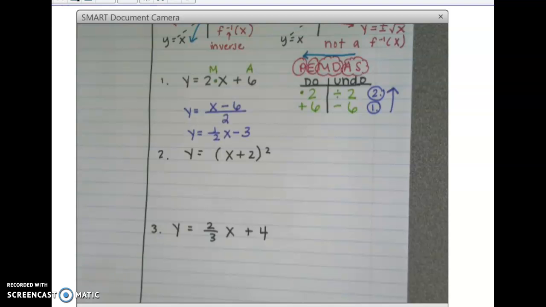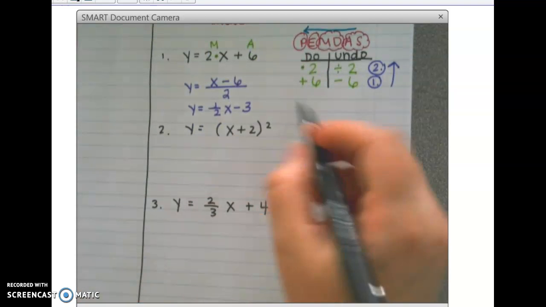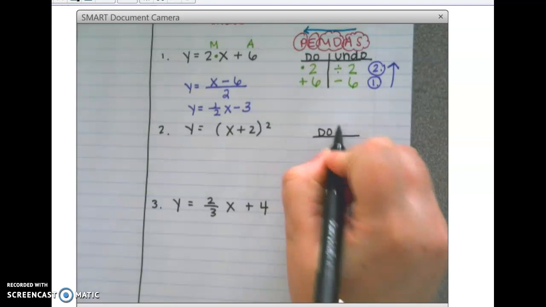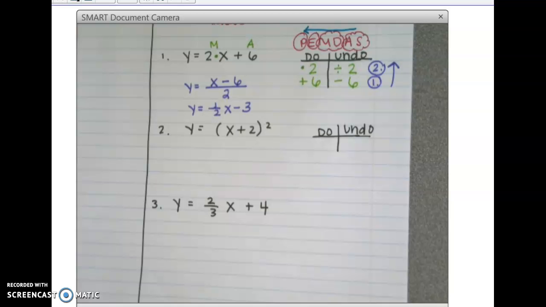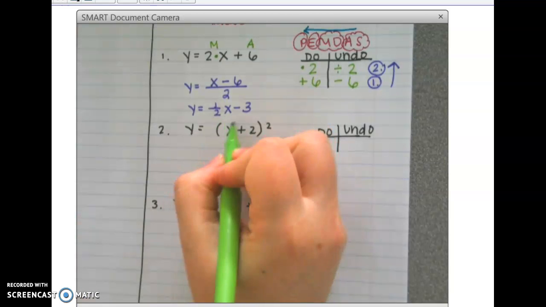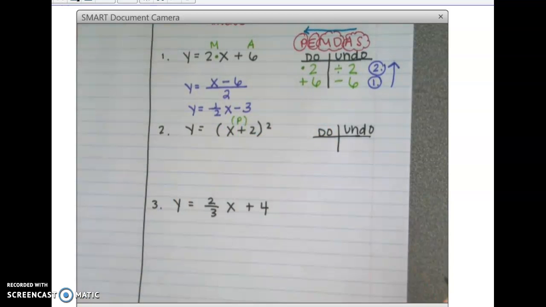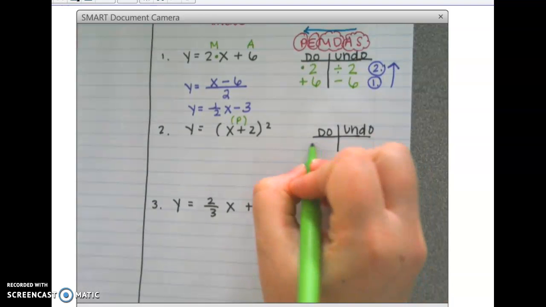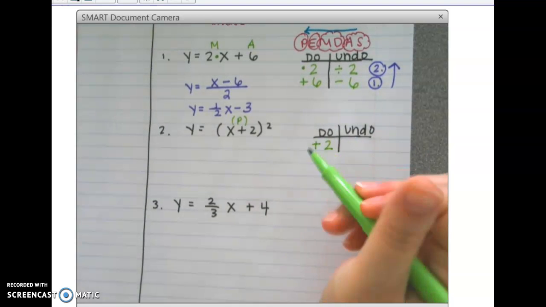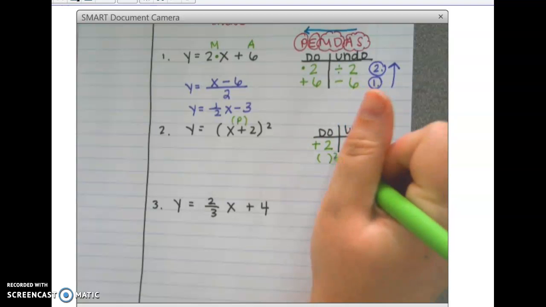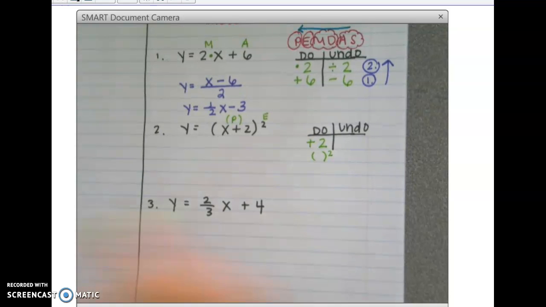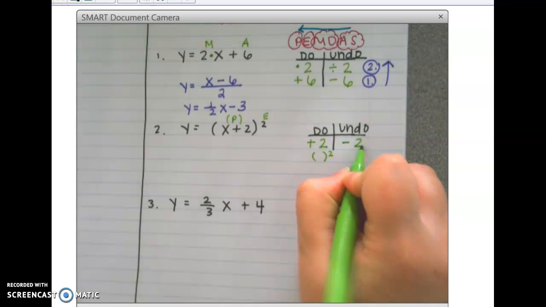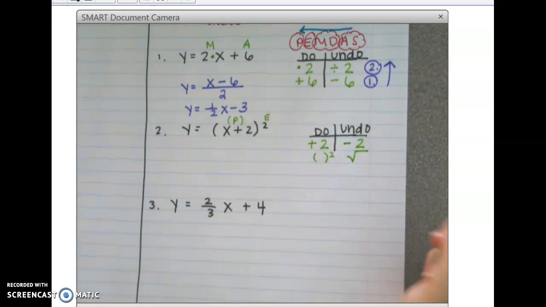All right, so the next one, if I think about the operations that are there, I do have something in parentheses. So anything in parentheses, I would do first. And then I have an exponent. My expression is being squared. So the opposite of plus is minus. The opposite of square is square root.